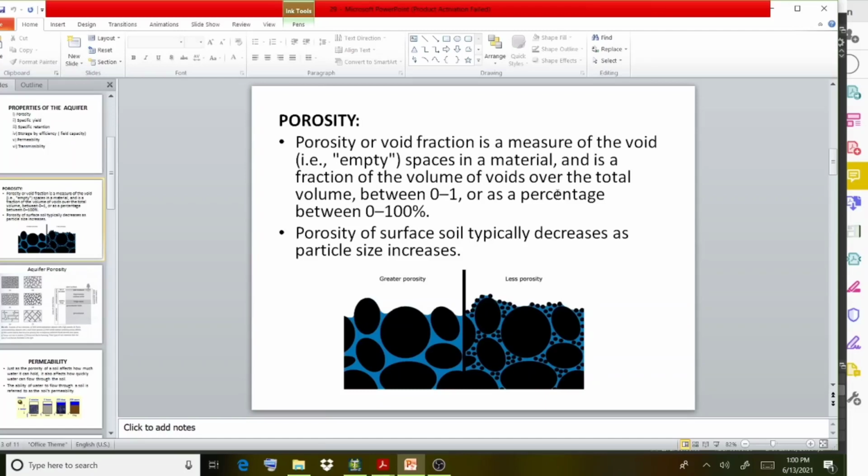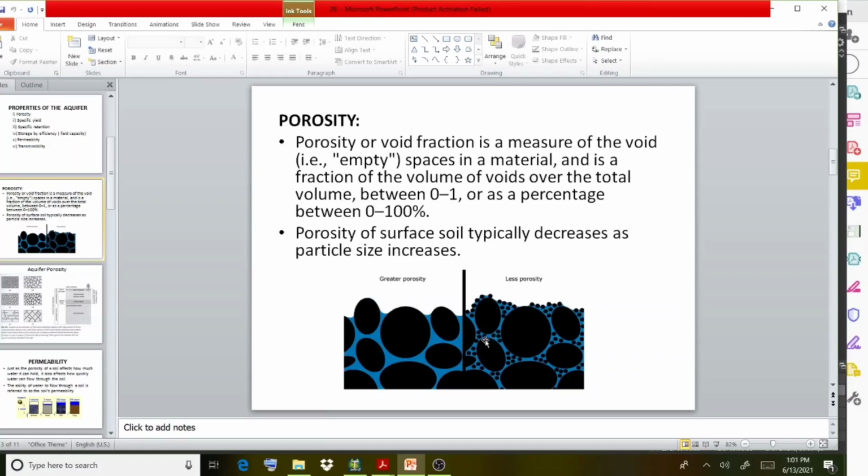Mathematically, you can express porosity as the volume of voids to the total volume, and it can be represented either from 0 to 1 or as a percentage, 0 to 100%. The porosity of surface soil typically decreases as particle size increases. That's another important point. The porosity value decreases as the particle size increases. In the diagram below you will get some more clarity.